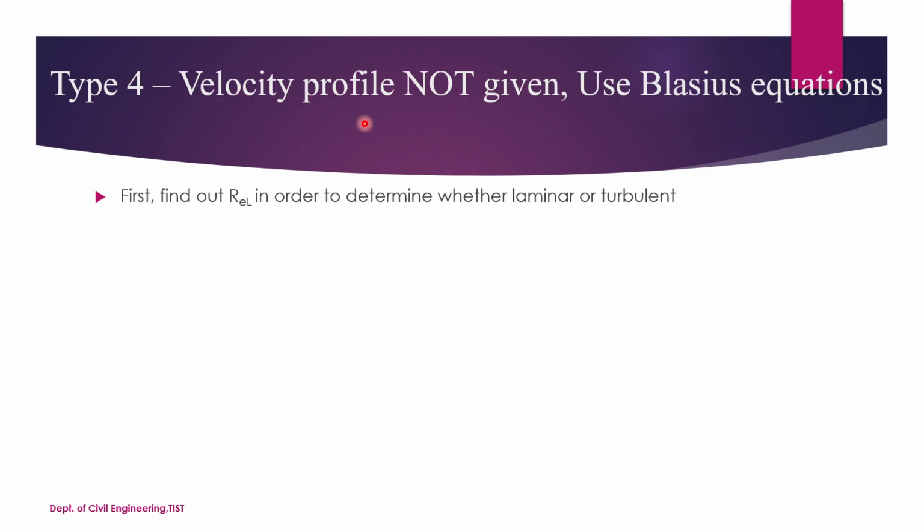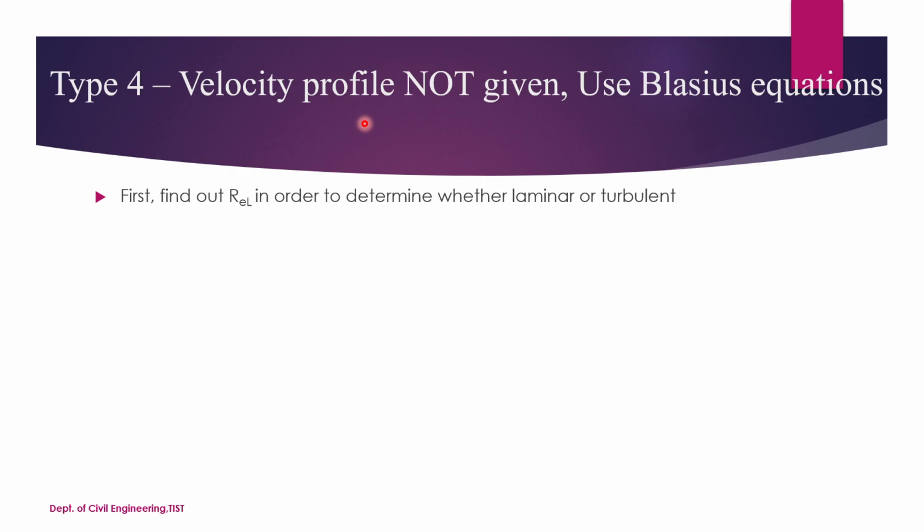In this type of problem, the velocity profile, that is the u by U equation, will not be given. So in such a case, we need to use the Blasius equations. We have already discussed the Blasius equations in the previous videos. As we know, Blasius has given two sets of equations: one for laminar boundary layer and another set of equations for turbulent boundary layer.